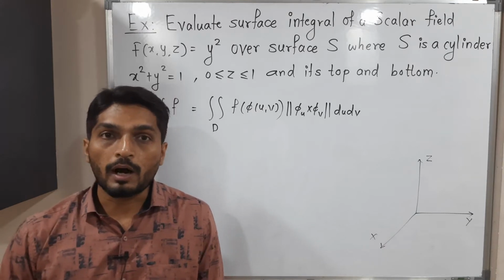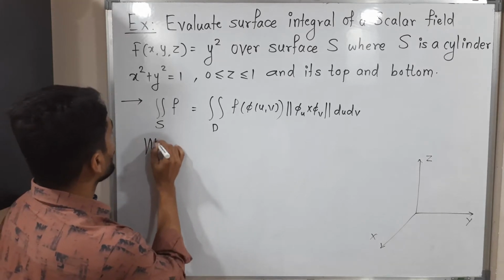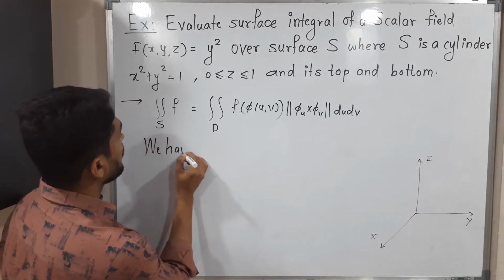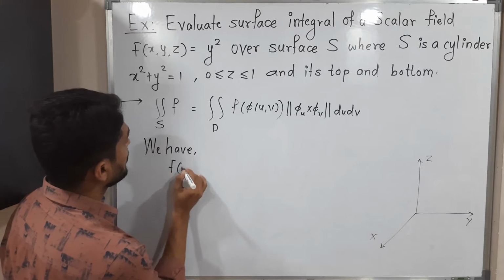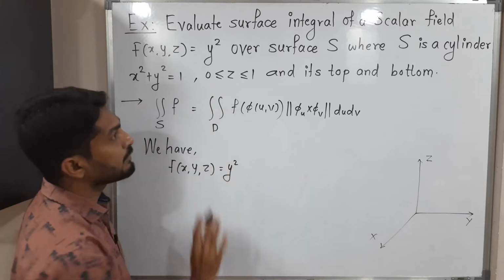After that I will write the given information. We have the function F of xyz is equal to y square. Very simple function we have.